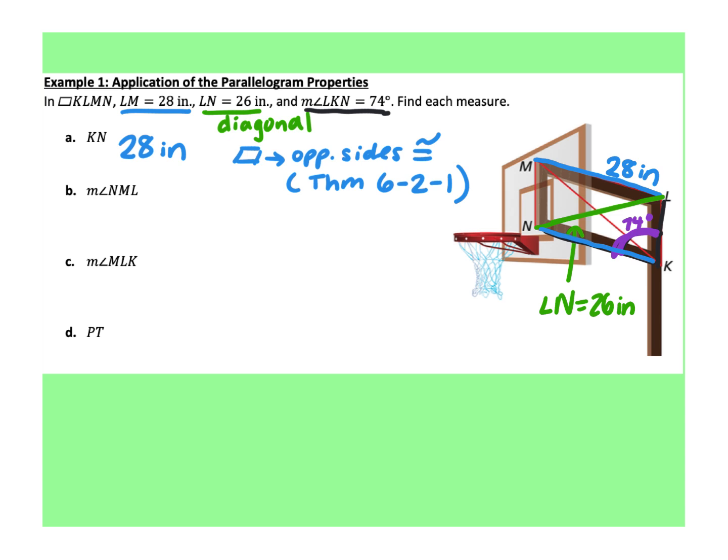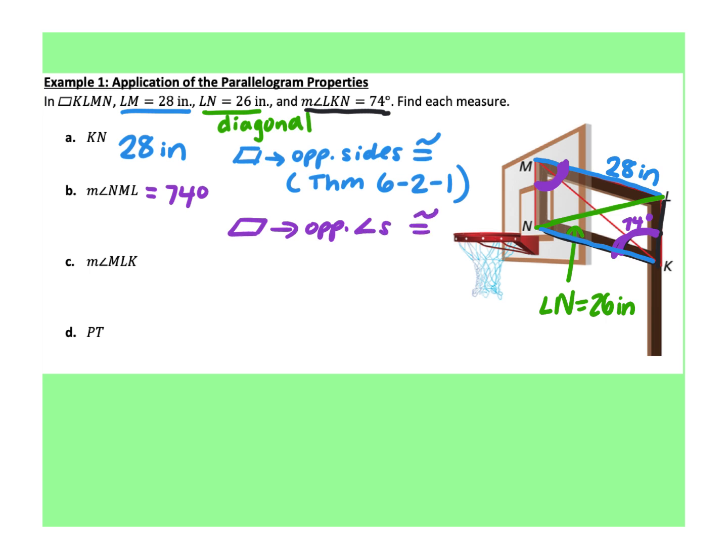Next up, we have the measure of angle NML, and NML is this angle right up here. Notice how it's opposite that 74-degree angle. So we know that in a parallelogram, opposite angles are congruent.